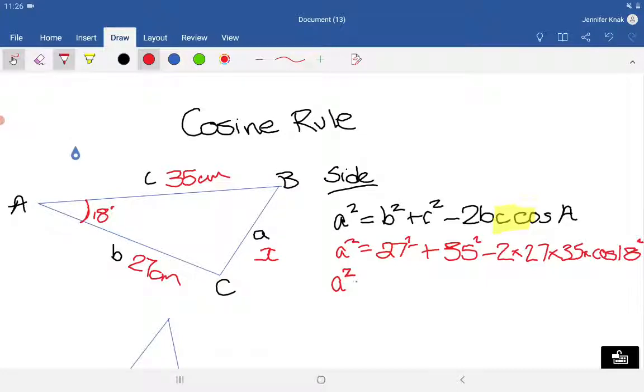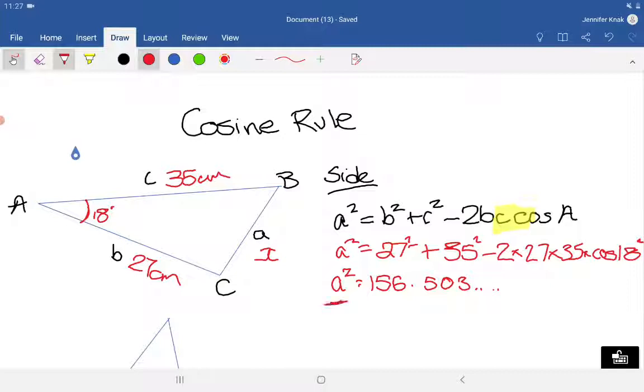So, at this stage, you grab your calculator. We've put in b and c, and cos A. So we just type the whole thing in: 27 squared plus 35 squared minus 2 times 27 times 35, making sure you've got that c in there, it's not been absorbed with the cos, and then times cos 18. Make sure your calculator says D at the top for degrees, and we get 156.503 and so on.